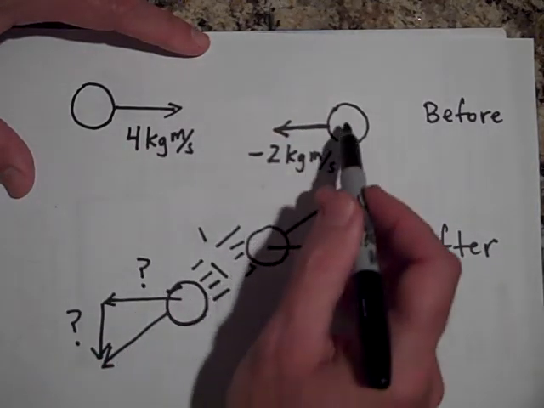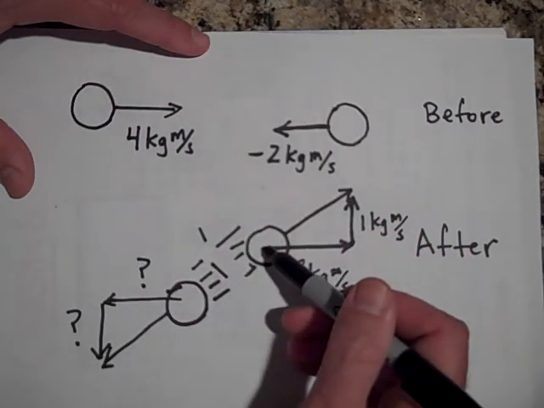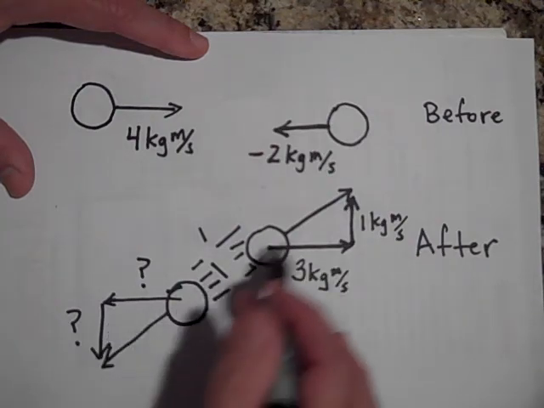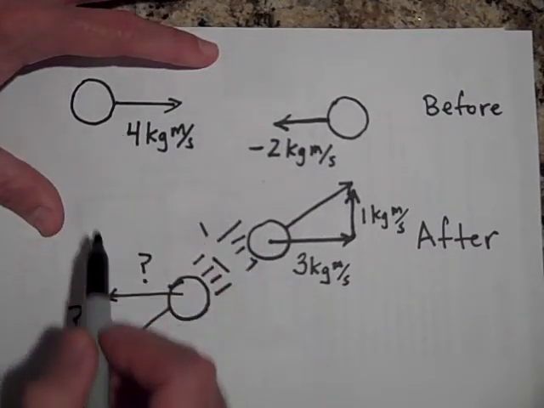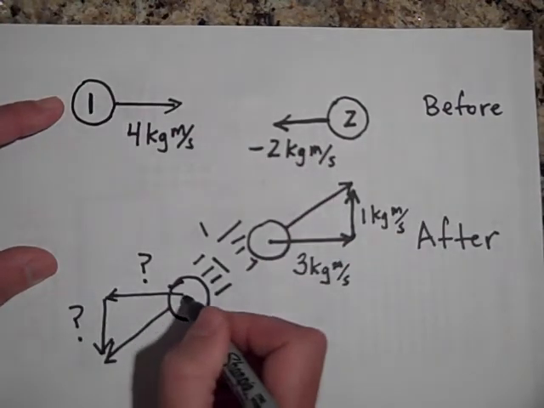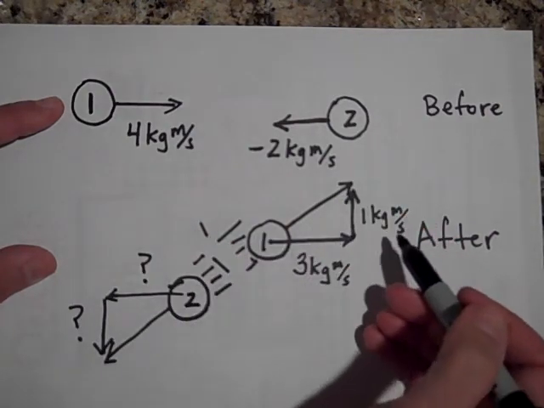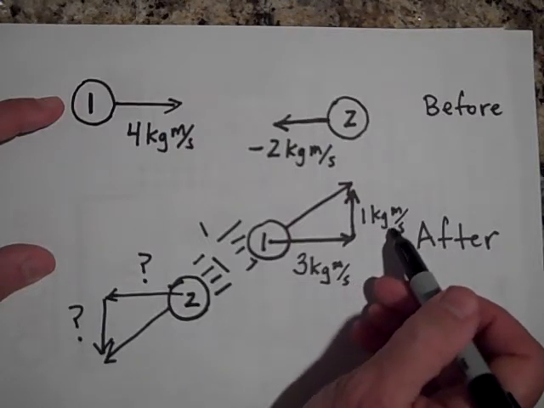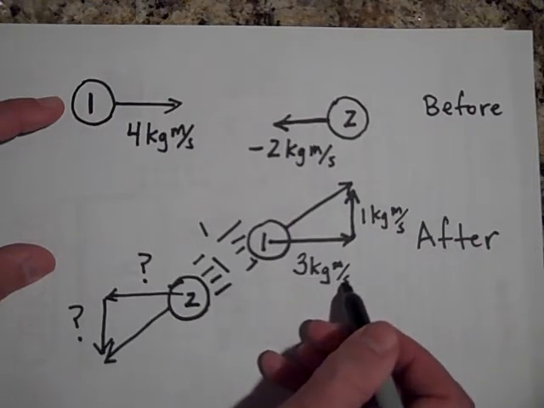Afterwards, because they're not in line with each other, this one is going to get pushed kind of downward, and this one will be pushed upward. And so afterwards, they're going to have some y components. Let's call this 1 and 2. Here's 2, and here's 1. So afterwards, 1 gets pushed up, and it's got a momentum in the y direction of 1 kilogram meter per second, and a momentum in the x direction of 3 kilogram meters per second.